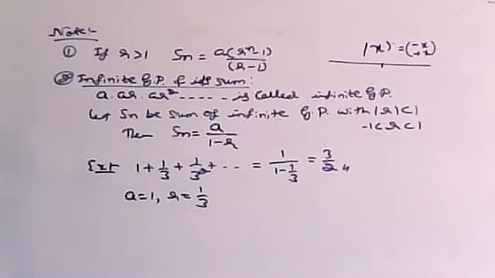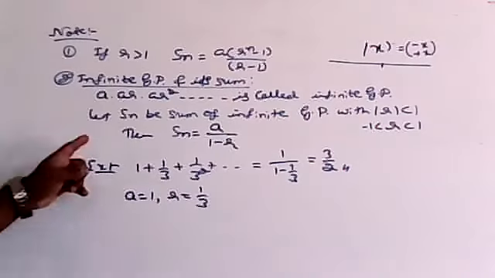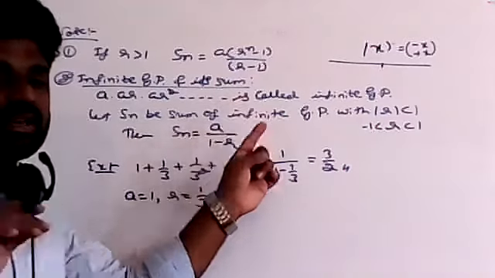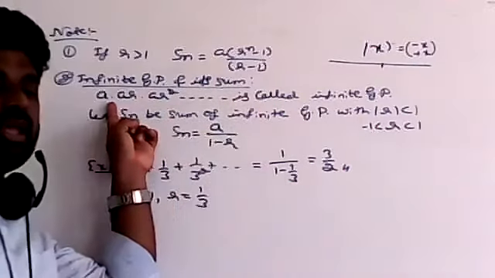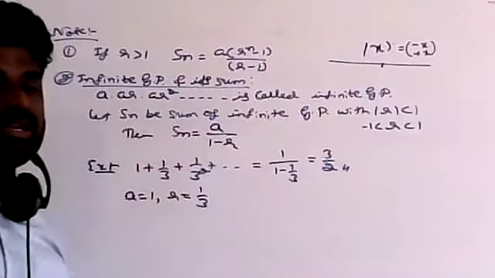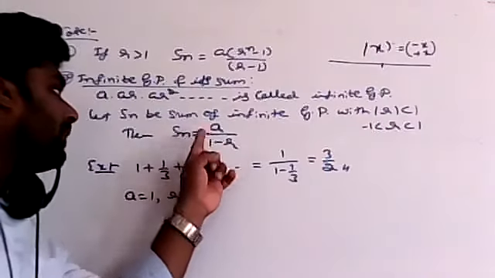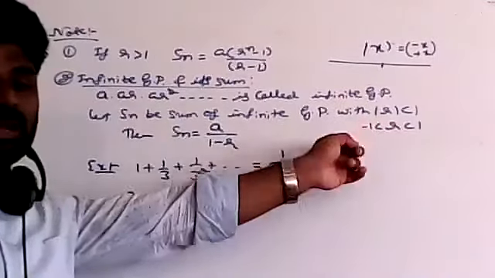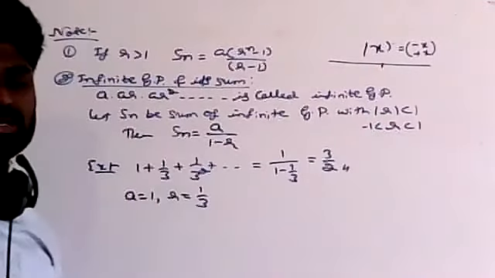Correct? Okay, so infinite, remember infinite GP and its sum, remember. So that is in the form of what? a, ar, ar square, like that is an infinite GP. Then S infinity equal to what? a by 1 minus r, where r lies between minus 1 to 1. It means mod r is less than 1.